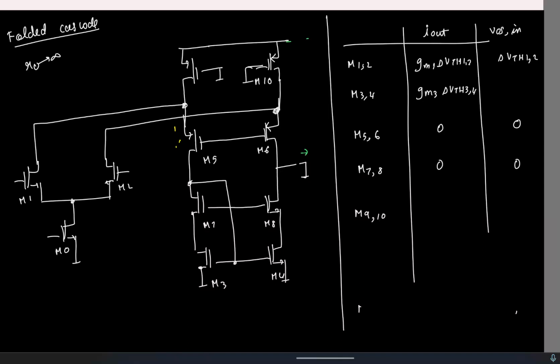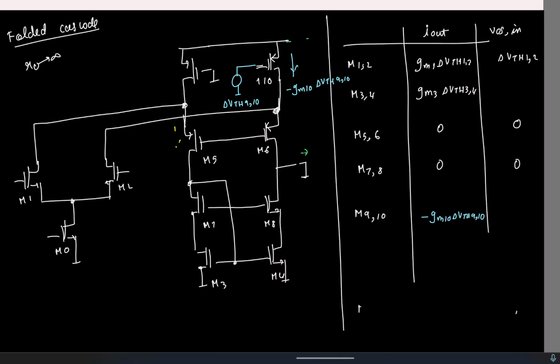Ideally, both of them are incrementally short, but we have a threshold voltage mismatch. Let us say at the gate of M10, I am adding a voltage source, delta VTH 910. What do you think will be the incremental current flowing here? Gate is at delta VTH, source is incrementally short. So this is minus GM10 delta VTH 910. And that current cannot flow here, it will only flow down. So the entire current will basically flow down: minus GM10 delta VTH 910.